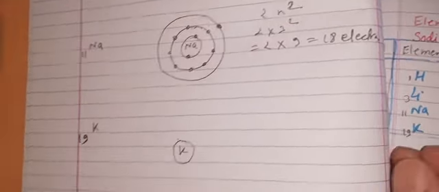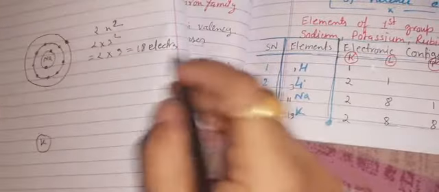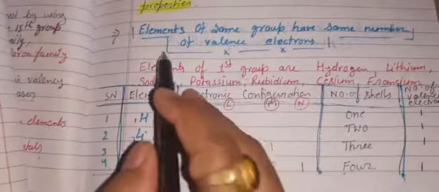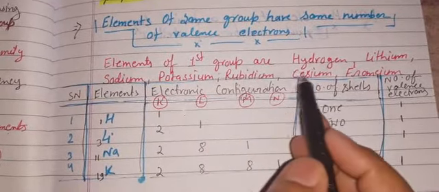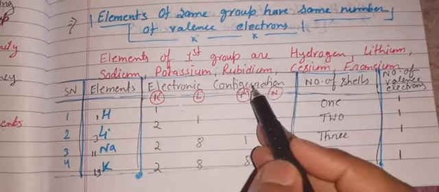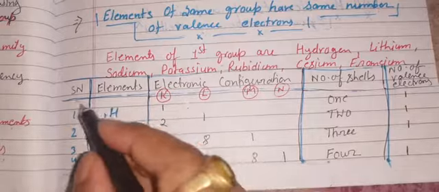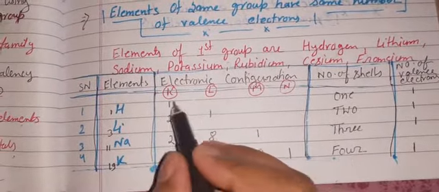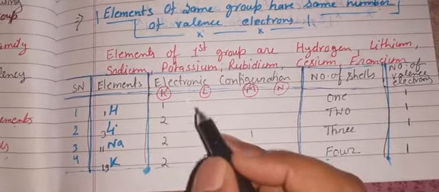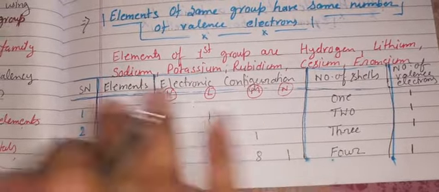So let's see the table. With the help of this one I have made the table to explain you. See children, what I did, I wrote the heading, and then the elements of the first group are hydrogen, lithium, sodium, potassium, rubidium, cesium, francium. So I have made the table: serial number, element name, atomic number, electronic configuration K, L, M, N, as I was showing you with the help of the diagram. Just for explanation of this table I was doing this diagrammatic work.